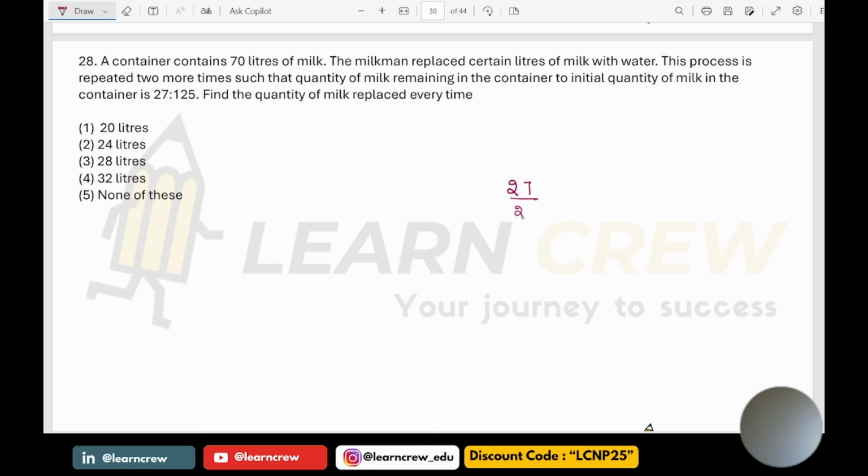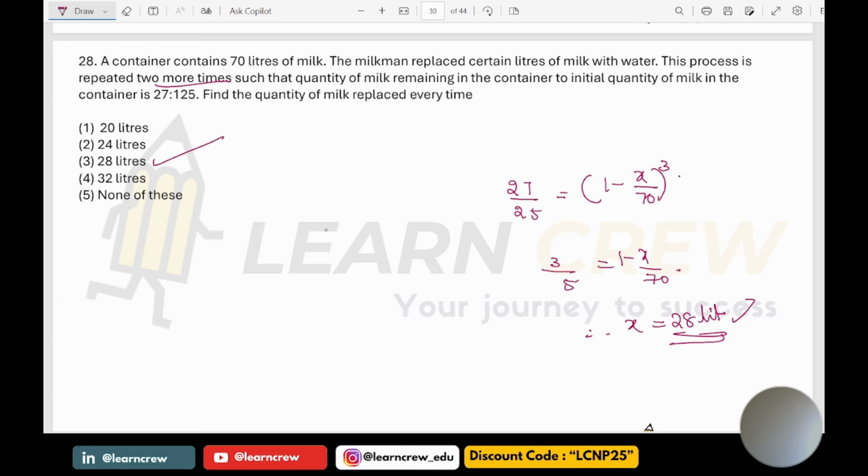27 by 125 is equal to 1 minus some x taken out of 70. It is done for totally how many times? 2 more times means total 3 times. So it is nothing but 3 by 5 is equal to 1 minus x by 70. If you simplify this, you will get x as 28 liters. X is 28 liters.